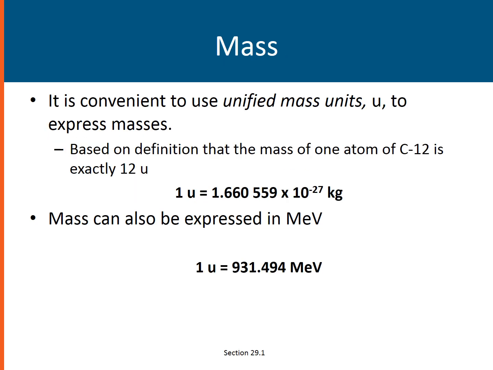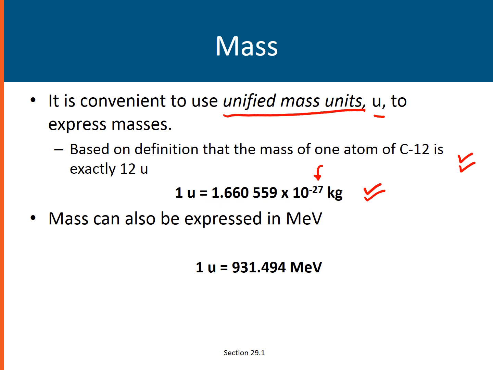Before we go into the lesson proper, I would like to express the units for mass that we are going to use for this lesson. It is convenient to use the unified mass unit u to express mass, and this is based on the definition that the mass of one atom of carbon-12 is exactly 12 unified mass units. Now, here is the conversion factor. One unified mass unit is equal to 1.66 times 10 to the power of negative 27 kilograms.